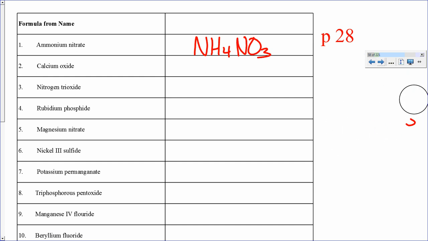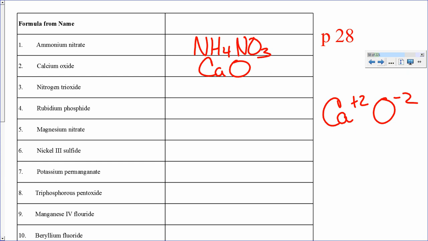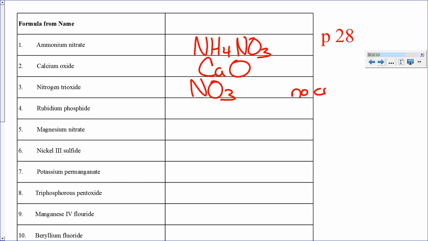Calcium oxide. I don't see any Roman numerals there. I don't see any prefixes there. So for calcium oxide, I can double check if they're on the same side of the staircase. Calcium's on one side, oxygen's on the other, so there's crisscross involved here. Calcium is +2, oxygen is -2. Those end up canceling out, and we get CaO. Next one, nitrogen trioxide, you'll notice there's a prefix there. So that's really straightforward. We have 1 nitrogen, 3 oxygens. No crisscross because of that prefix.